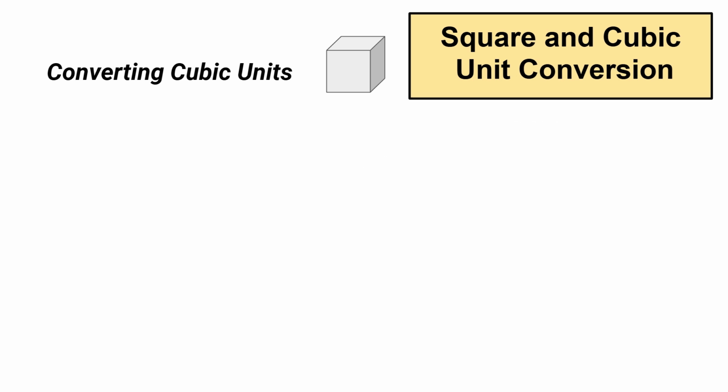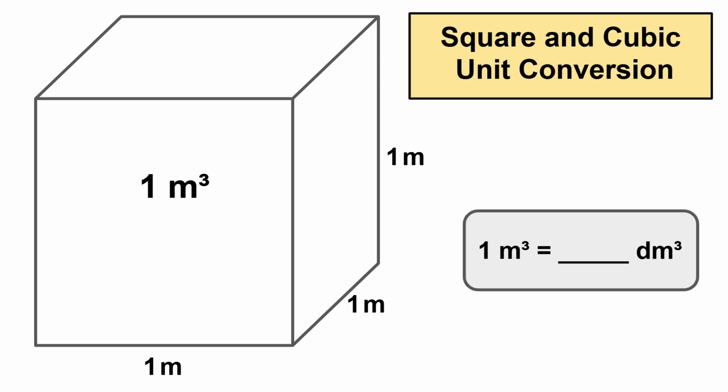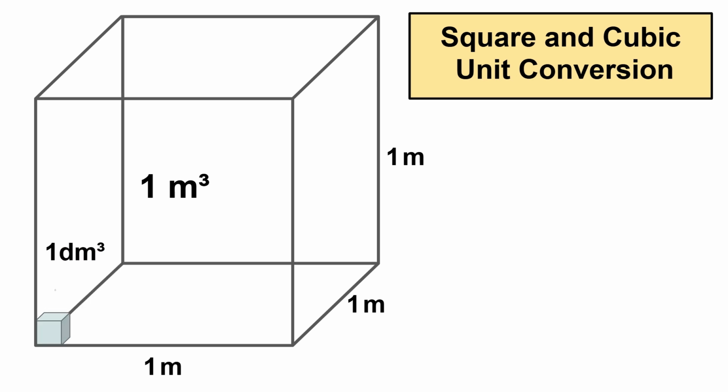Now, to help understand why we multiply or divide by 1000 when we convert cubic units, think of 1 meter cubed. Now, 1 meter cubed is simply the volume of a cube that is 1 meter in length, 1 meter in width, and 1 meter in height. Now, if our cube is 1 meter cubed, how many decimeters cubed is that equal to? In other words, how many cubes that are each 1 decimeter cube fit into 1 meter cube?